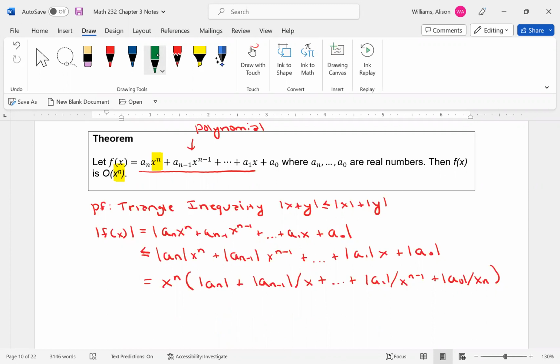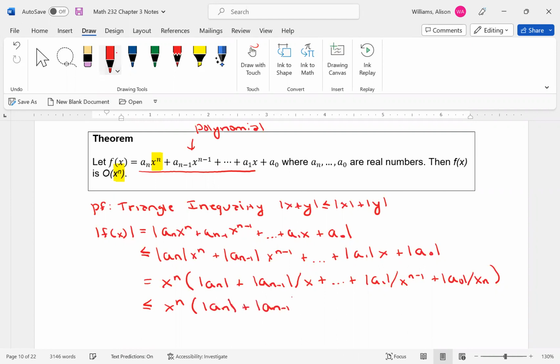Okay, back to the statement. Now, here is the magic. I'm going to again create another inequality and say that this is going to be less than dropping all of those fractions. I'm going to just drop those fractions now. Oops.